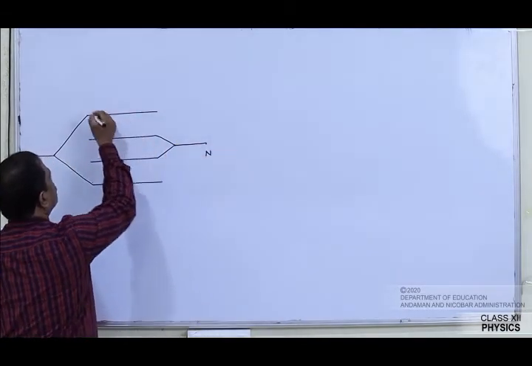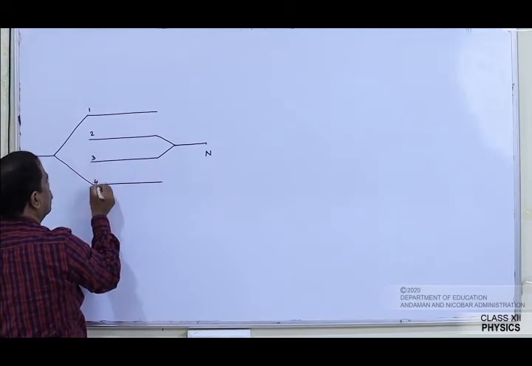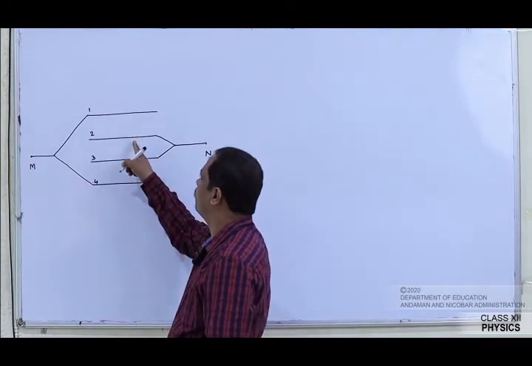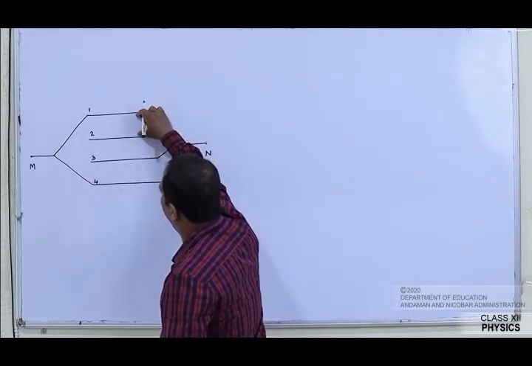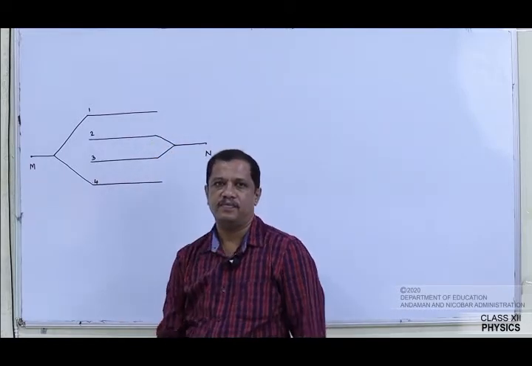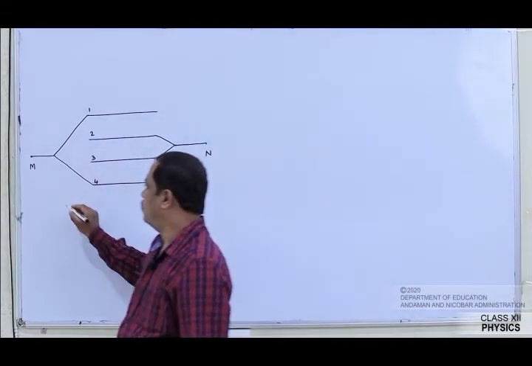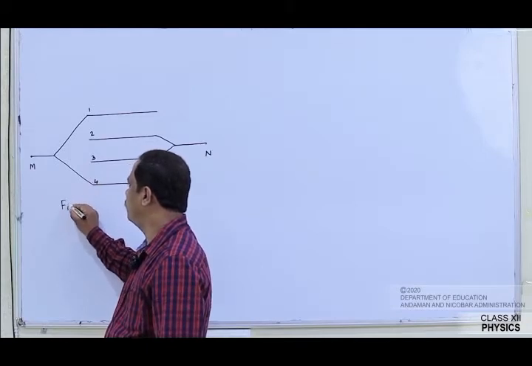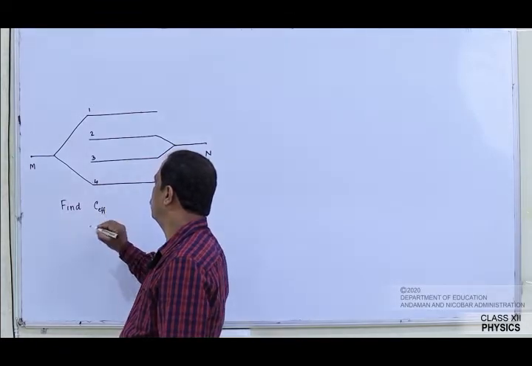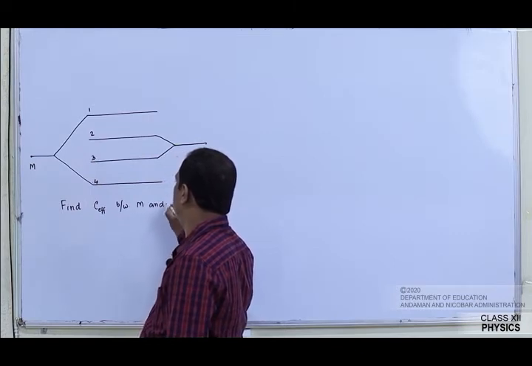I said this is plane 1, plane 2, plane 3, plane 4. Each plane has an area A. The distance between two consecutive plates is D. I have to find what is the effective capacitance between M and N. So therefore, find C, effective capacitance between M and N. This is what my question is.